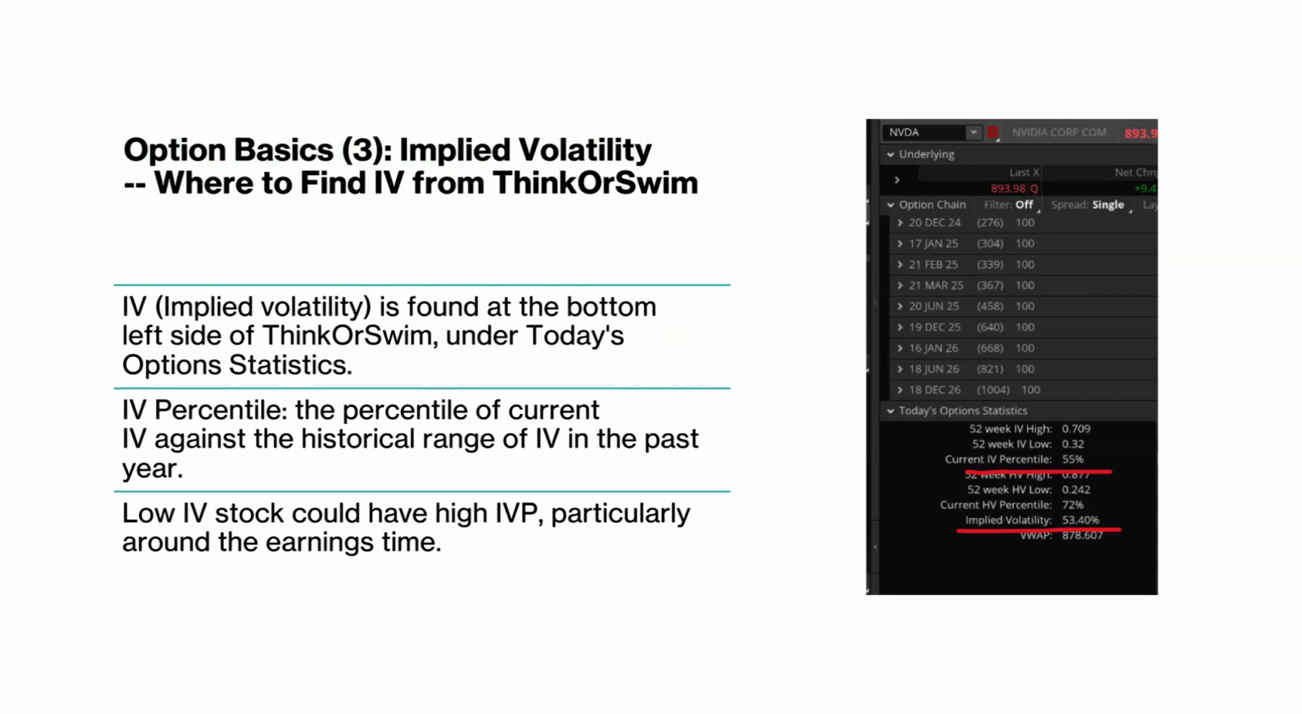So where can we find IV for each stock? From Think or Swim, it's located at the bottom left side under today's options statistics. Here, I also want to introduce IV percentile, which is the percentile of current IV against the historical range of IV in the past year. So a stock could have a high IVP and low IV, and it could have low IVP and high IV. The former situation usually happens around earnings time.